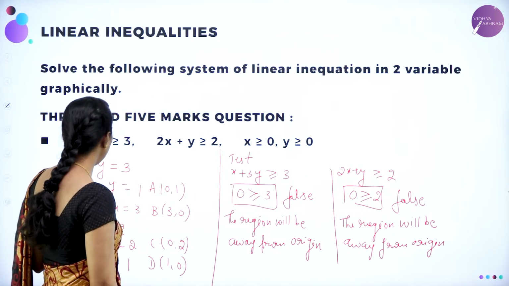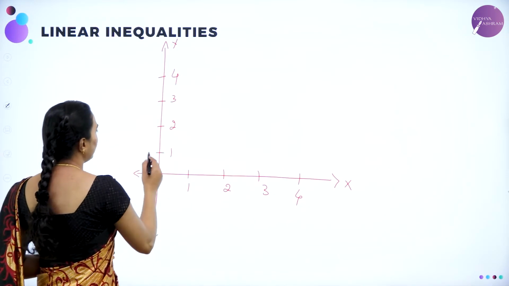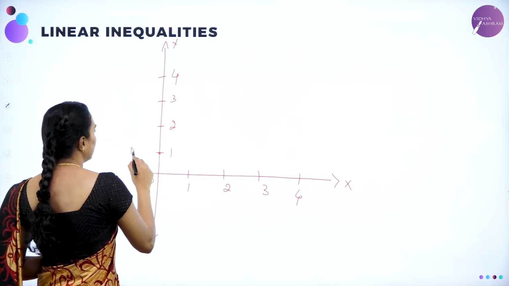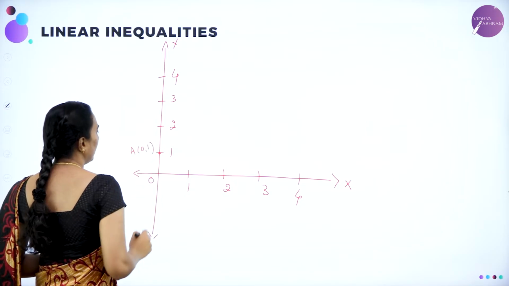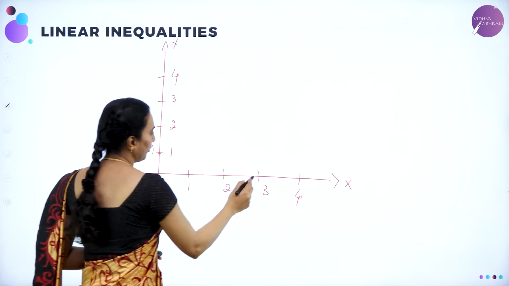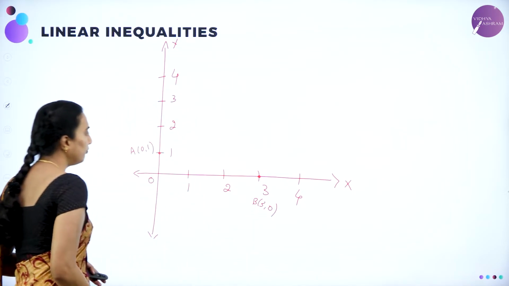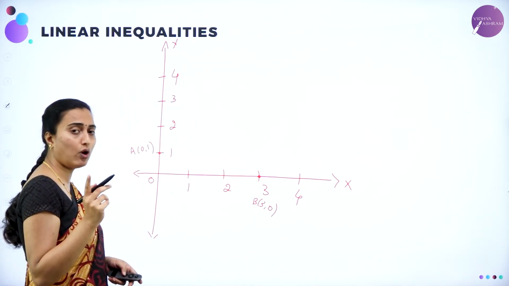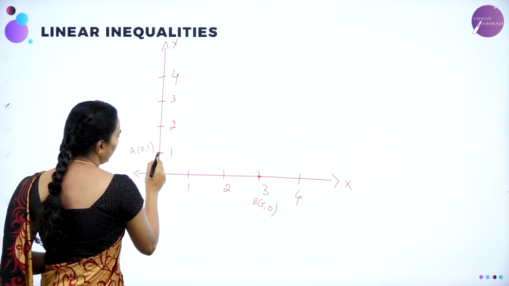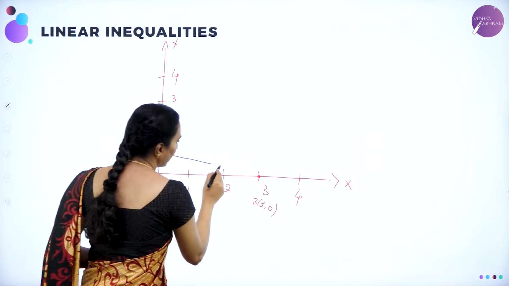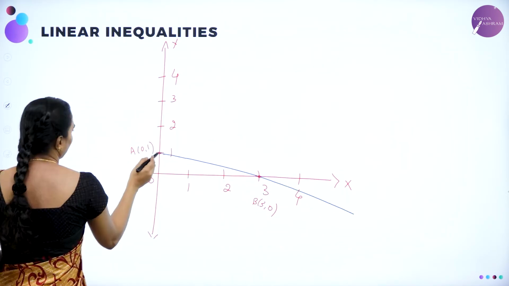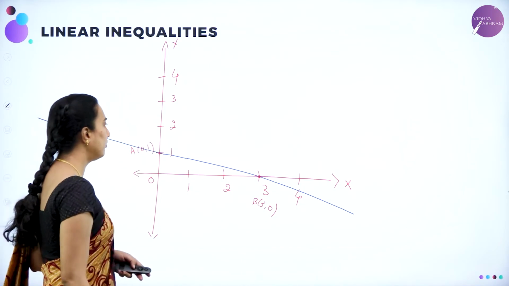So what is that? You are going to have A of 0, 1. A of 0, 1 will be here. And B of 3, 0 will be here. You need to join these points through what? A solid line. Let me join these 2 points by a solid line. The line will go like this.